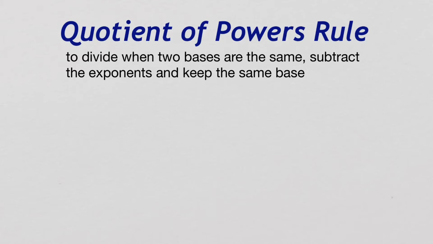We've got the quotient of powers rule. Now the quotient of powers rule states that when you have two bases that are the same, you're just going to subtract the exponents and you're going to keep the same base. So that would be something like 4 to the 8th divided by 4 to the 3rd. You'll keep that 4, and then 8 minus 3 is 5, so 4 to the 5th.